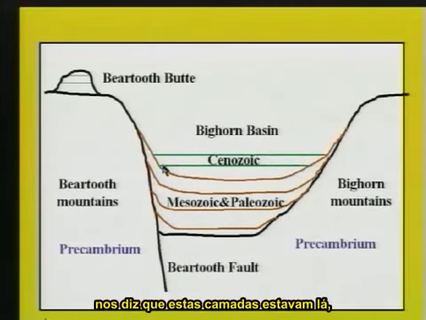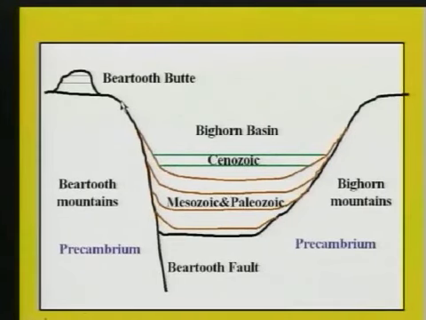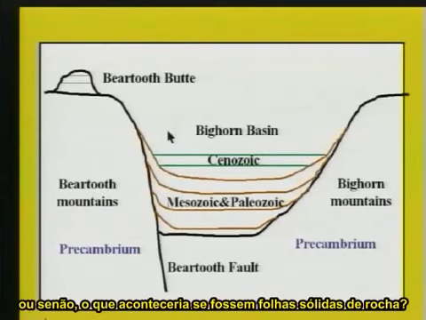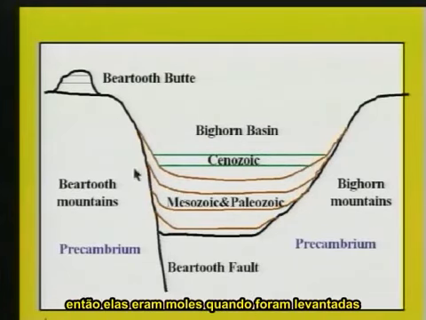It tells you that those layers were there when this mountain was uplifted. Is that right? And it tells you that they were soft. Or else what would happen if they were solid sheets of rock? They would just break up into blocks, right? So they were soft when they were uplifted.